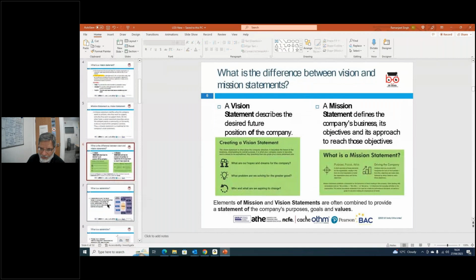So when you come and do your assignment, you need to distinguish between a vision statement and a mission statement, give examples from your organization, and explain how they achieve that. So the difference between them is very important. All right.